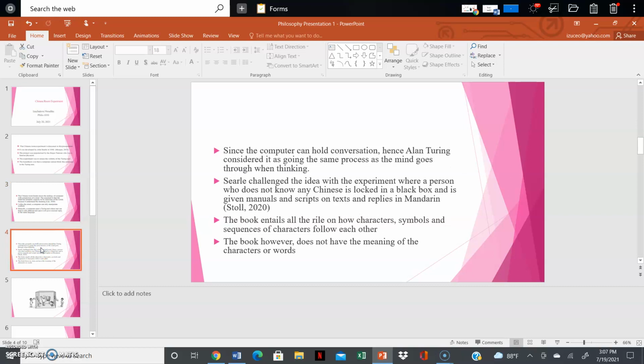Since a computer can hold a conversation, Alan Turing considered it as going through the same process as a man goes through when thinking. John Searle challenged the idea with an experiment where a person who does not know any Chinese is locked in a black box and is given manuals and scripts on texts and replies in Mandarin, Stowe 2020. The book entails all the rules on how characters, symbols, and sequences of characters follow each other. The book, however, does not have the meaning of the characters or words.